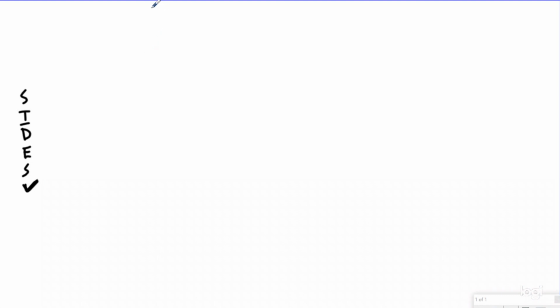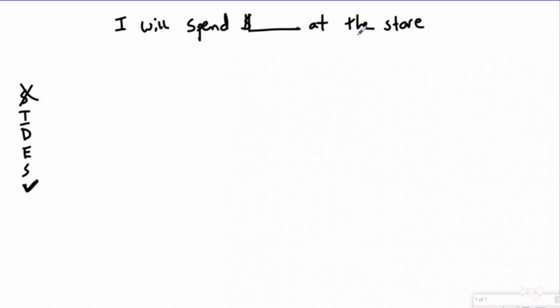And so I know my statement is going to say, I will spend blank dollars at the store. So I'm looking for anything about money or what I'm spending. When I go back and identify, I had to identify a few different things. It told me that I was doing $2 per square foot, which means I need to identify anything about area as well because square feet is area.